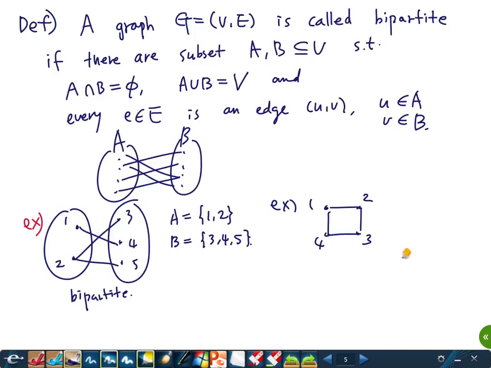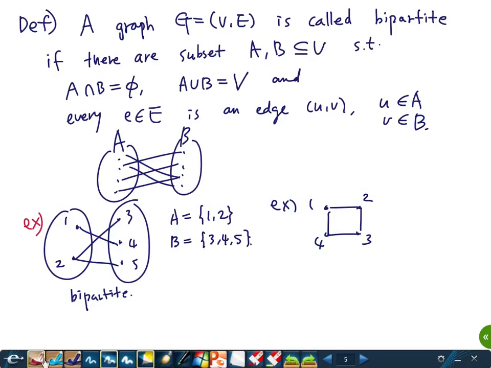Is this bipartite or not? If you divide these vertices into two sets like this, then we don't have this situation because we have some common edge between two elements in the same set. But can you conclude that this is not bipartite? Your choice is wrong. That's all. There is another way. This is a wrong choice.